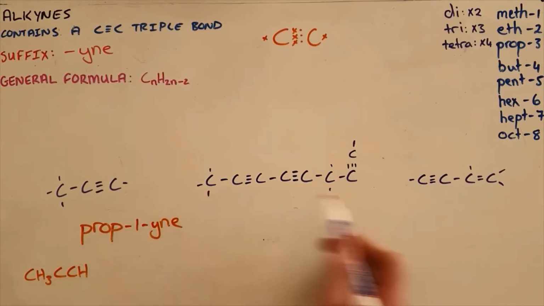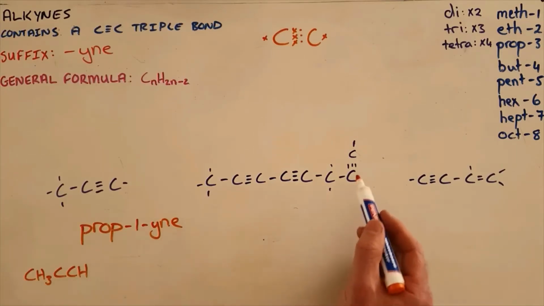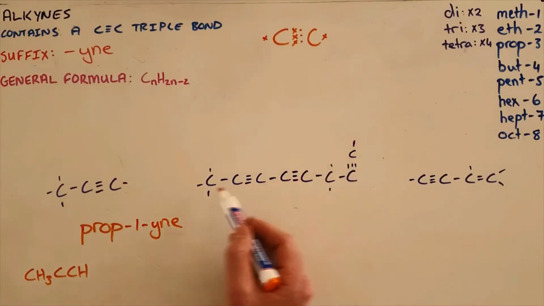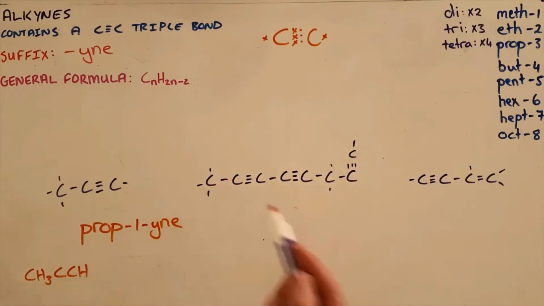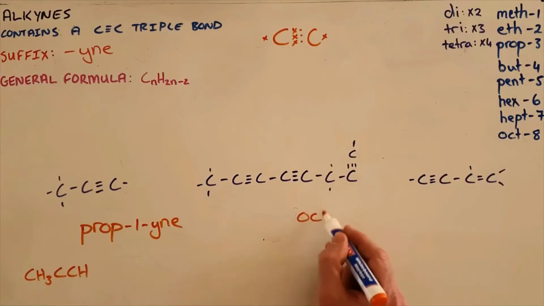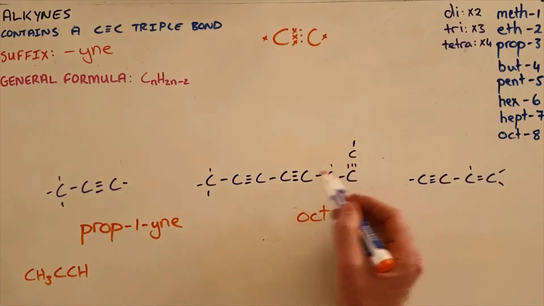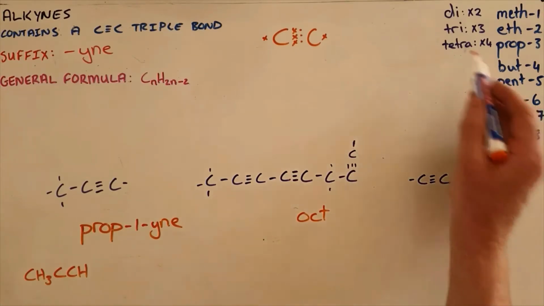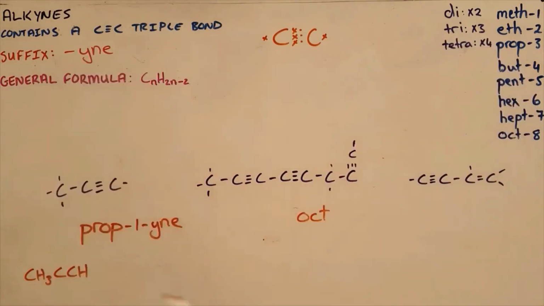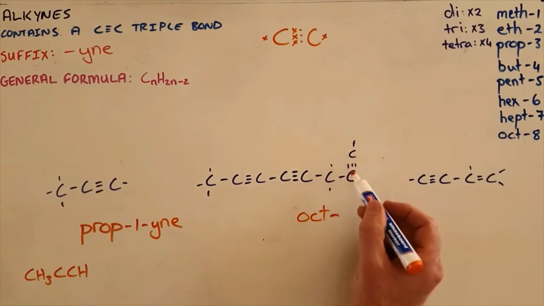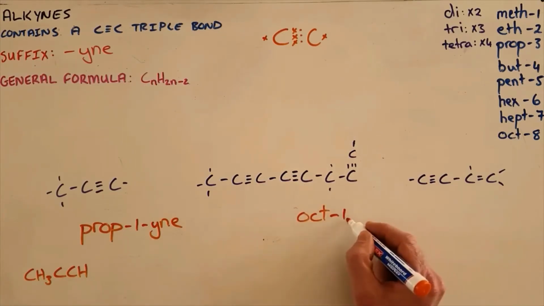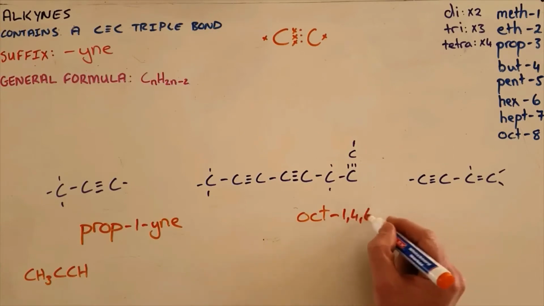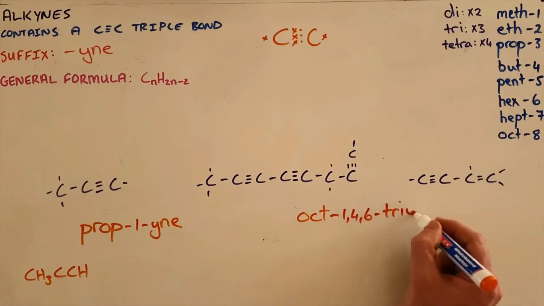The next one, we would follow the same pattern where we count the number of carbons in the longest chain, where a bend in the chain does not affect the chain length. So 1, 2, 3, 4, 5, 6, 7, 8. So we know that this gets the prefix oct. We can see that there are 3 triple bonds present, which means that this is going to be a triyne, and we indicate the position of those 3 triple bonds by seeing that they are on the 1st, 4th, and 6th carbon. So we say oct-1,4,6-triyne.